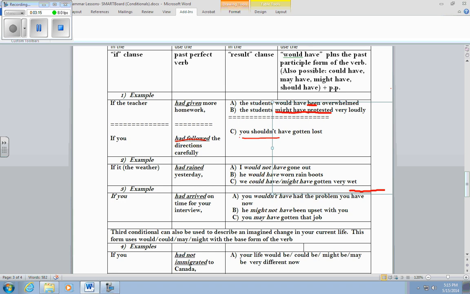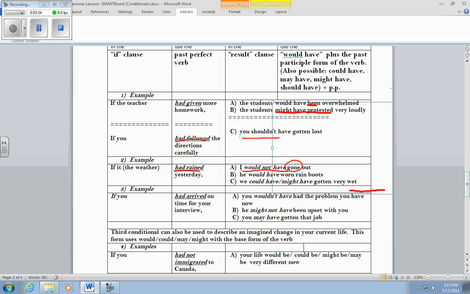If it, or the weather, if it had rained yesterday, I would not have gone out. I would not have gone out. So would have, or in this case would not have, plus PP. I would not have gone out.